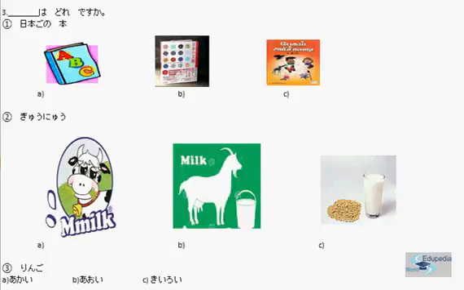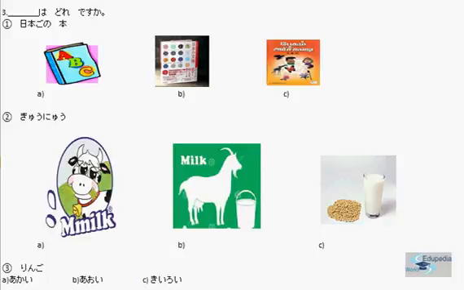Gyunyu wa dore desu ka? Gyunyu is cow's milk. The first option is cow's milk, the second one is goat's milk, and the third one is soya milk. So gyunyu wa dore desu ka? Gyunyu wa option A desu. Clear? And the last one is going to be really easy.